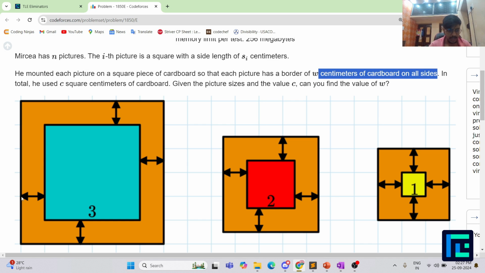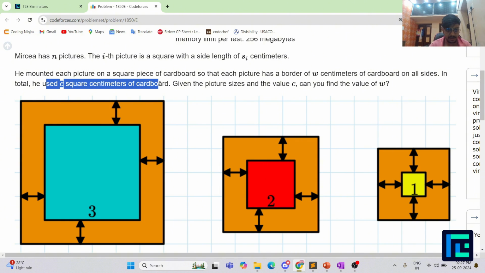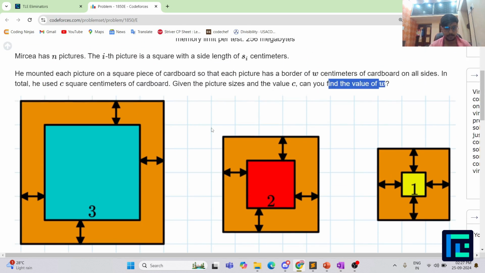So as you can look, let's suppose a person has this blue picture, and now this blue picture is mounted on a cardboard so that the picture has some border right now, isn't it? It has some border which is said to be W. In total, he used C square centimeters of cardboard. So the total area of the cardboard that he has used is told to be C. Now given the picture sizes and the value of C, you have to find the value of W.